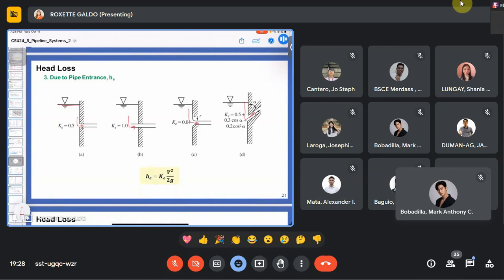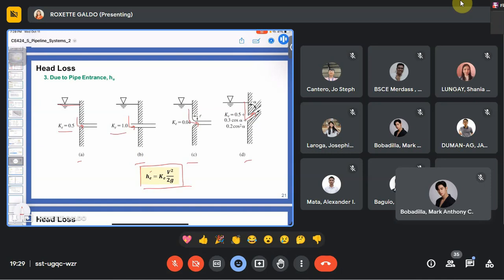Okay, saan pag entrance. Kung sa entrance, sa pamaagi sa pagsulod sa tubig sa pipe. Okay? Either A, B, or C. If A nga case, then KE will be 0.5. If B nga case, KE will be 1, and so on and so forth. So the equation will be HE, okay? Or the head loss due to pipe entrance is equal to KE, V squared over 2G.